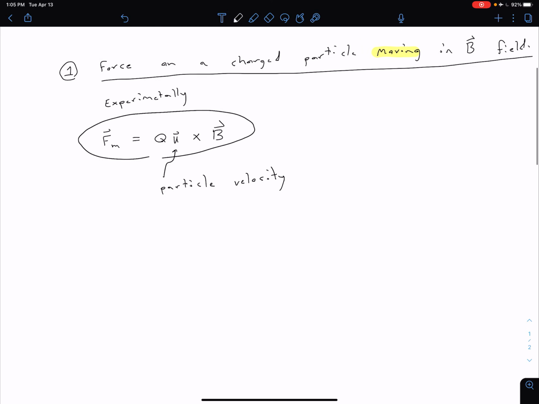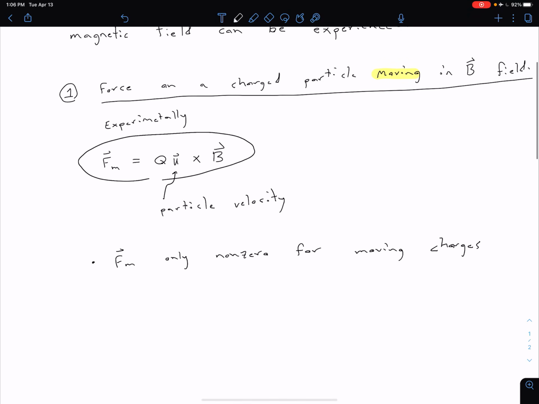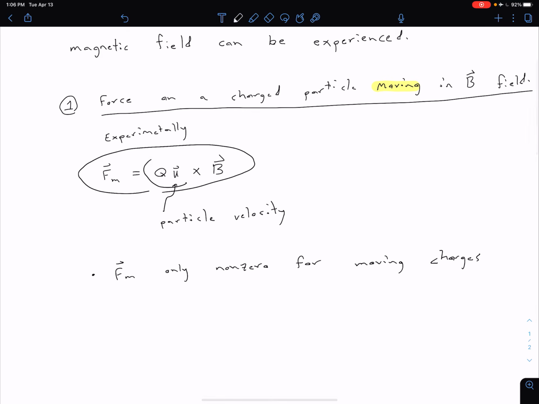There are a few things that we can point out about this magnetic force based on the form of this equation. As I pointed out a couple times now, our F sub m is only going to be non-zero if we have some moving particle. So it is only non-zero for moving charges. If all the charges are stationary, they're not going to experience any force, because this whole first term here would go to zero.